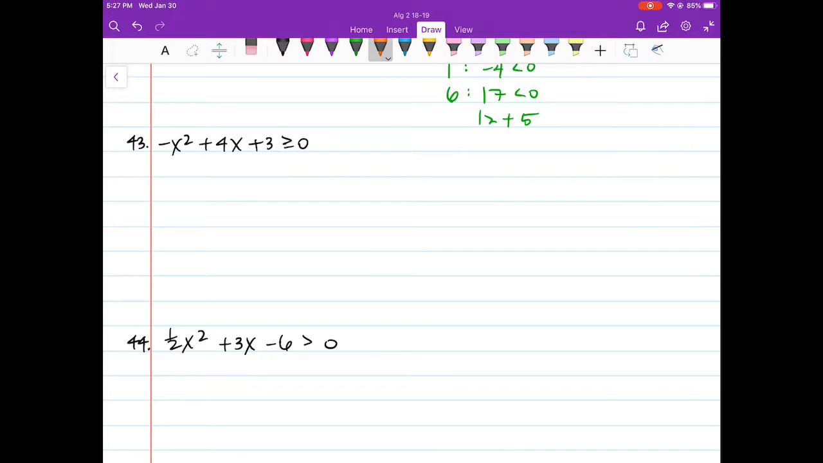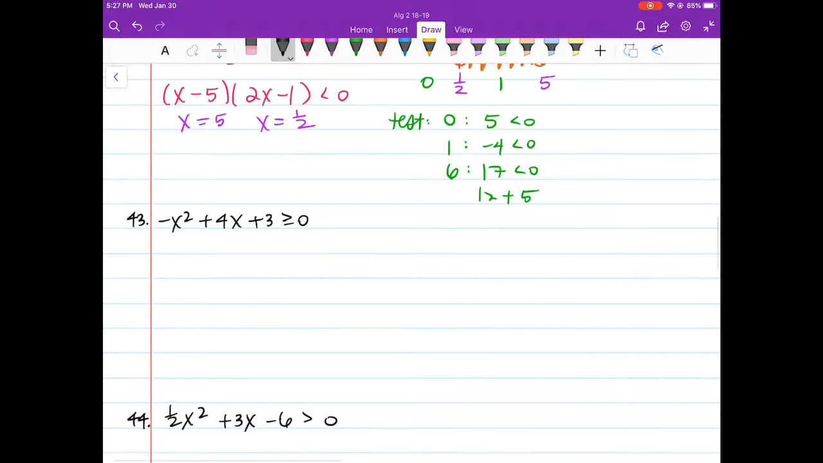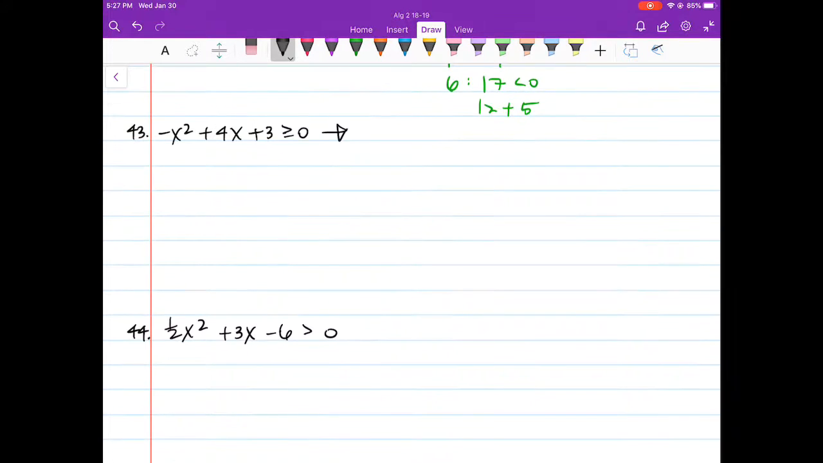Now the same idea for number 43, but I hate having a negative leading coefficient, regardless of whether I'm going to factor or solve using the quadratic formula or whatever it may be. So my first job is to just get rid of that, just because why not? We certainly can. So when I do, I want to be able to divide everything by negative 1. But let's keep in mind, if I'm dividing by a negative 1, I have to go ahead and change that inequality symbol. So I'm going to have a positive x squared minus 4x minus 3 is less than or equal to 0. Because whenever I divide by a negative, I have to remember to flip my inequality symbol.